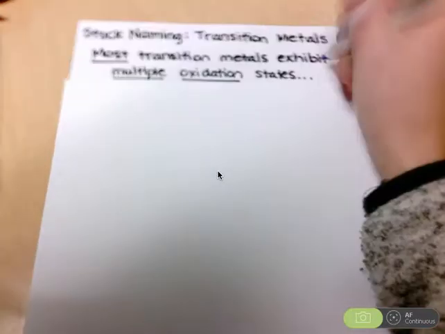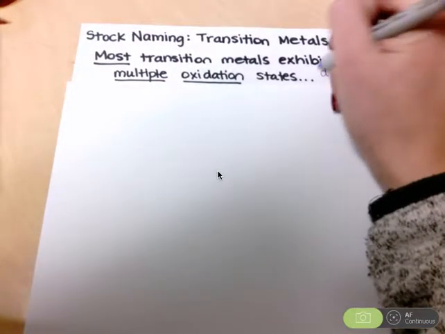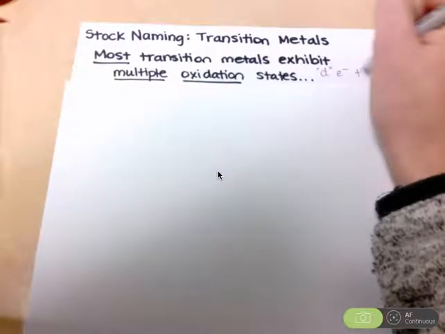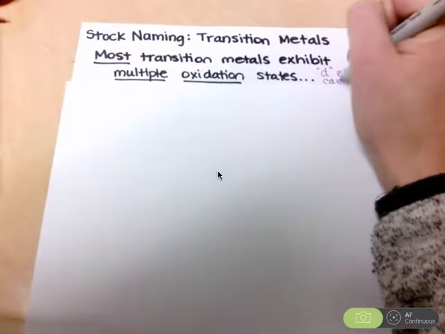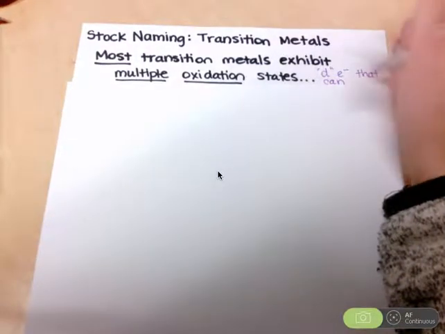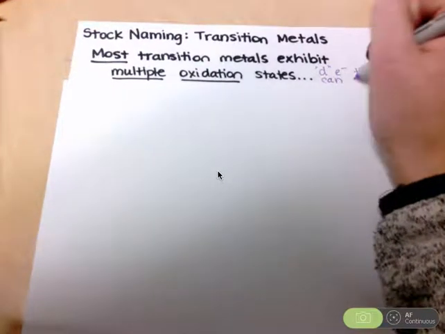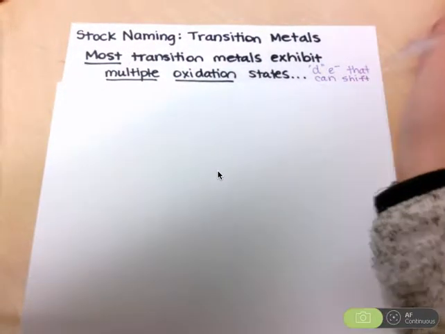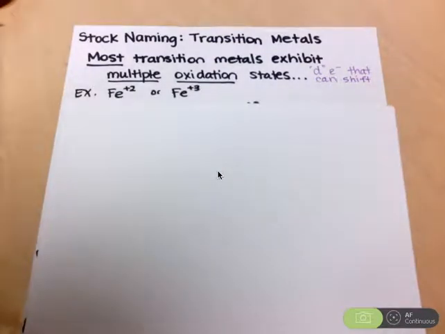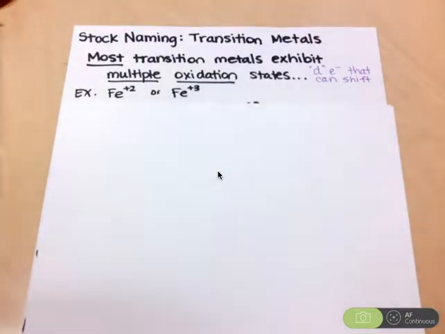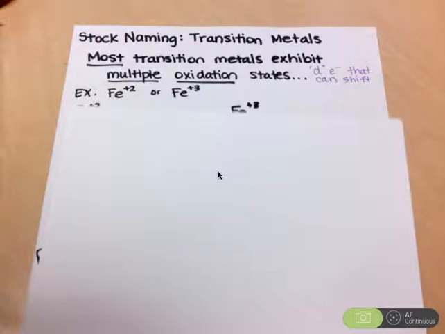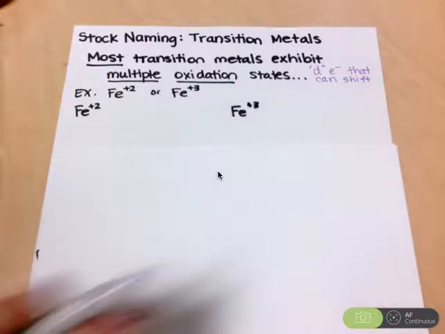That is due to those d electrons that can shift. It's like having a hidden pocket where they have extra electrons that aren't in bonding until they want them to. So d electrons that can shift. So for example, iron has two oxidation states, iron plus 2 or plus 3. It is in between group 2 and group 13. But the reason it has these oxidation states goes back to its electron configuration.